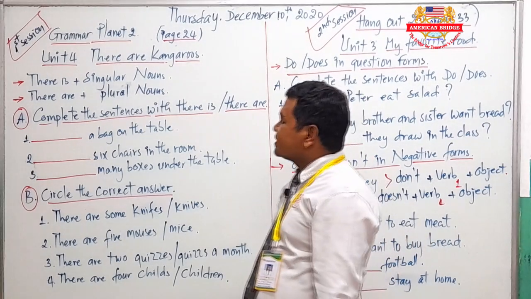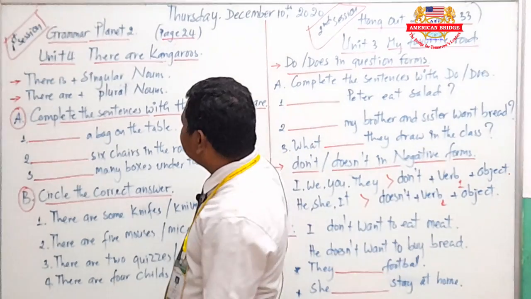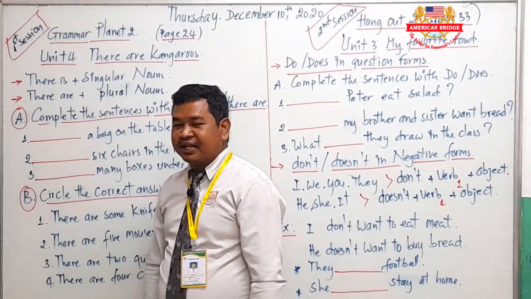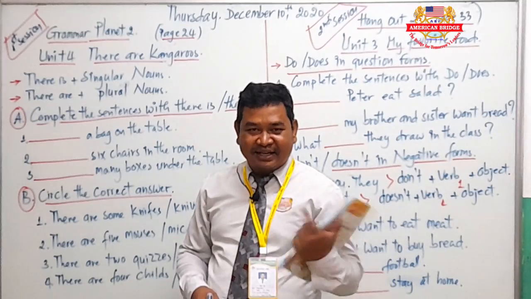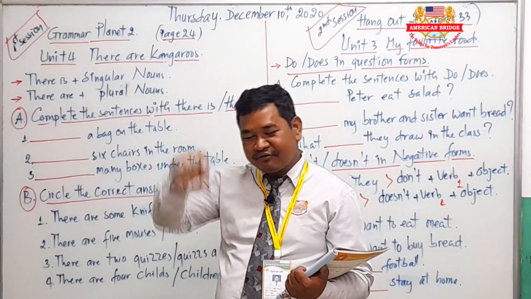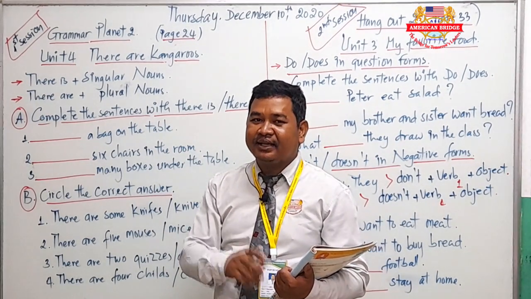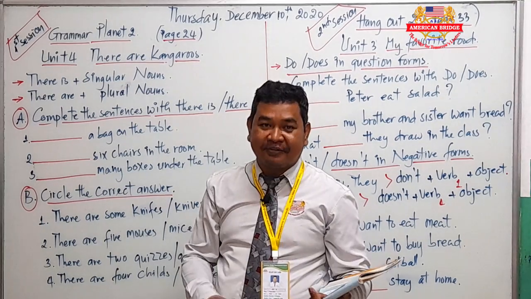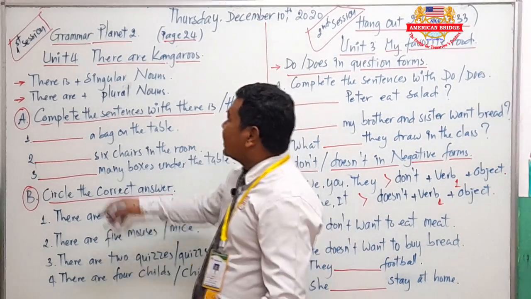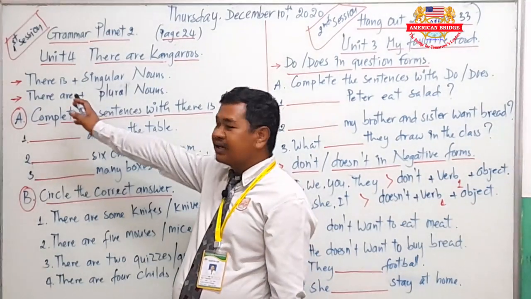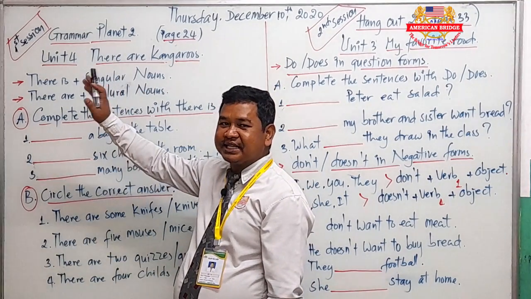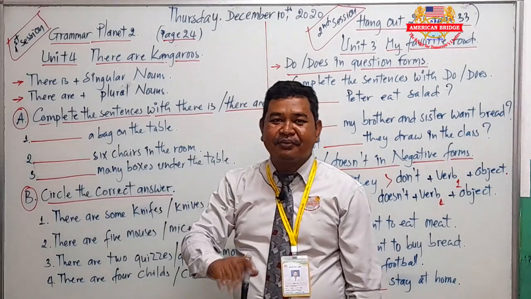As you know already, yesterday I taught you about noun, right? The rules of noun. Do you remember, everyone? We have 5 rules of noun from yesterday, we have a lot, but I just raised 5 yesterday. But today, Unit 4, there are kangaroos again. So this one is very important in this lesson.